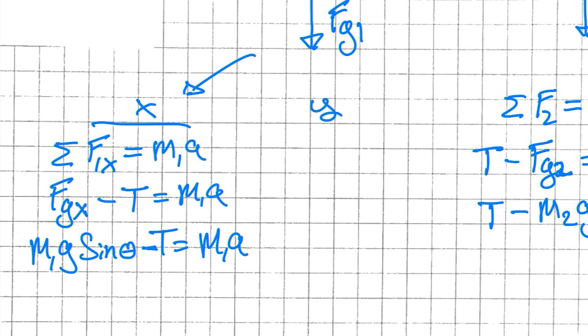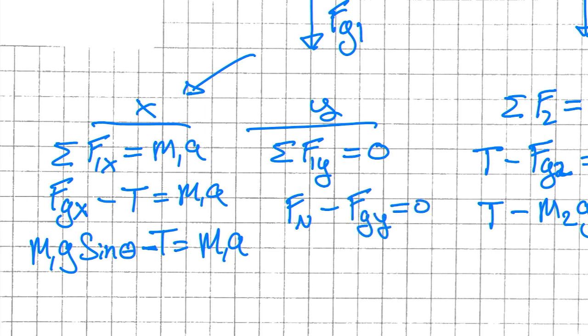In the Y direction for number 1, we're going to have sigma F1Y equals 0 because the mass is not jumping off the ramp. It's not crashing through the ramp, so we know the forces are balanced in the Y direction. That is the normal force minus the force of gravity in the Y direction equals 0. And we'll get Fn minus M1G cosine theta equals 0.